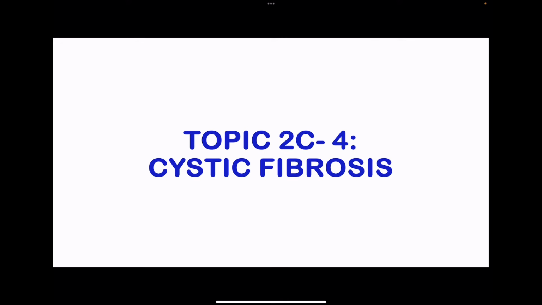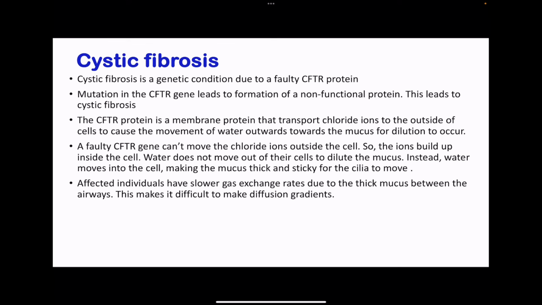Topic 2C4, this is about cystic fibrosis, which is a genetic condition. Cystic fibrosis is a genetic condition in which there is a faulty CFTR protein. This protein is supposed to carry chloride ions across the membrane in order to cause the dilution of the mucus. So a mutation in a gene, which is the CFTR gene, leads to formation of a non-functional protein, and this is going to lead to cystic fibrosis.